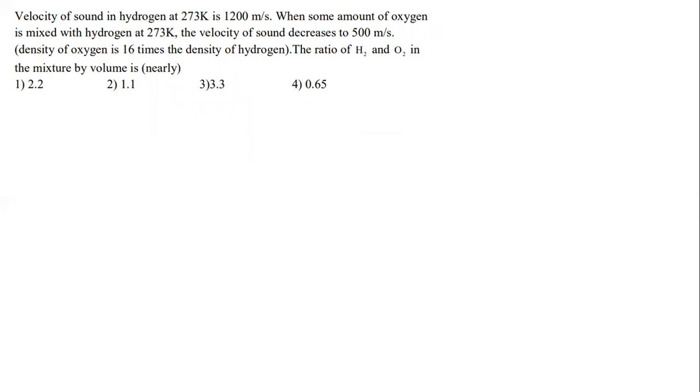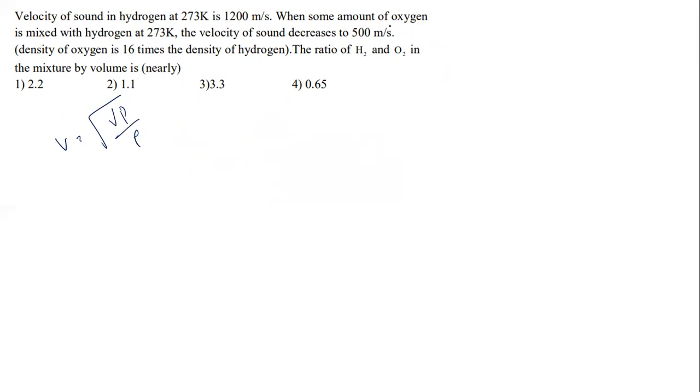The velocity of sound in hydrogen at 273 is 1200 meter per second. When some amount of oxygen is mixed with the hydrogen at the same temperature, the velocity of sound decreases to 500 meter per second. The density of oxygen is 16 times the density of hydrogen. The ratio of H2 and O2 in the mixture is? So we have the relation V is equal to under root of gamma p by rho.